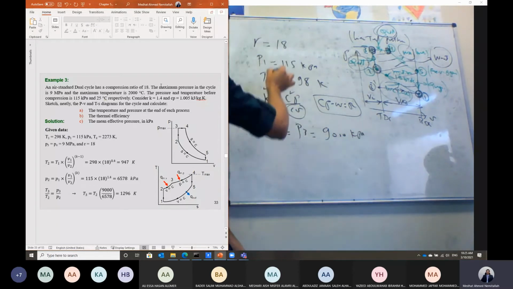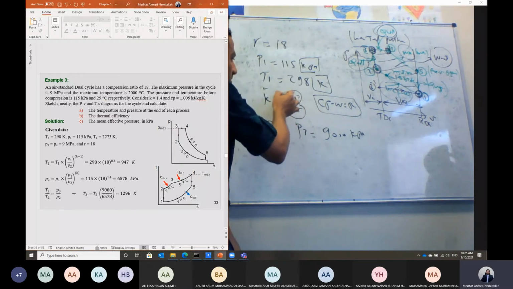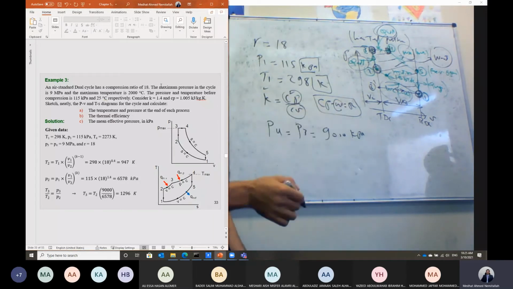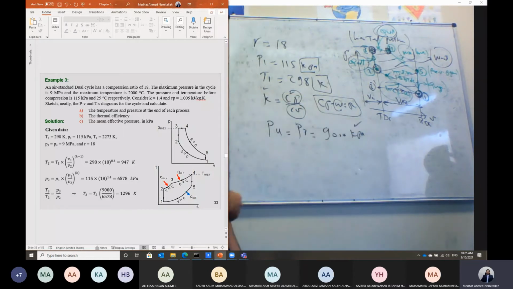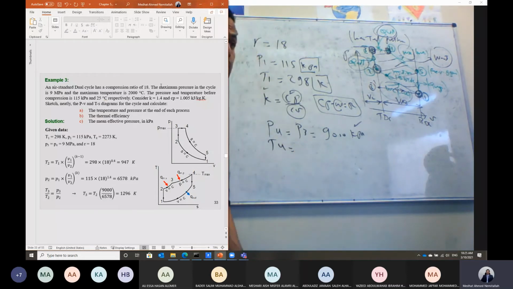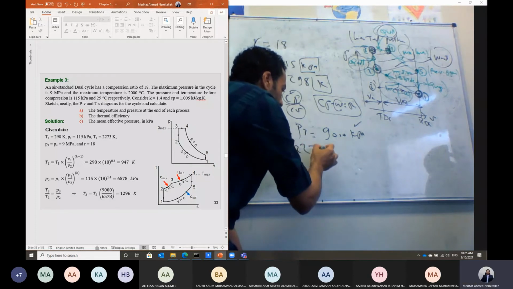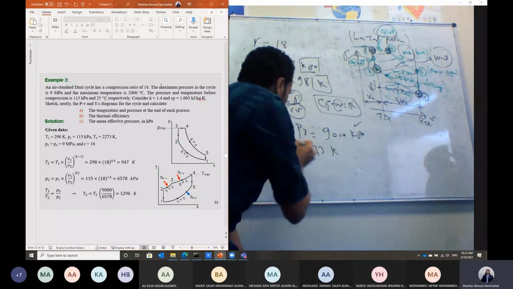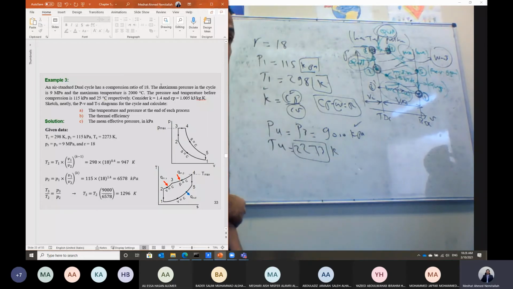Let's make all the pressures in kilopascal and all the temperatures in Kelvin before starting the solution. Usually Cp and Cv will be given in kilojoule per kilogram, so it is better to keep it in kilopascal so that we don't have a problem with them. And here he also gives the temperature T4, which is 2000 degrees Celsius, so 2273. This temperature should also be in Kelvin in this case.